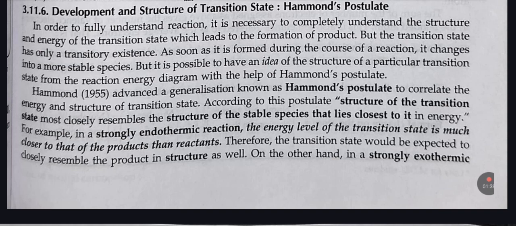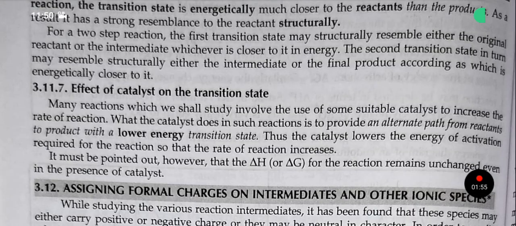For example, in a strongly endothermic reaction, the energy level of the transition state is much closer to that of the product than the reactant. Thus, the transition state would be expected to closely resemble the product in structure as well. On the other hand, in a strongly exothermic reaction, the transition state is energetically much closer to the reactant than the product. As a result, it has a strong resemblance to the reactant structurally.